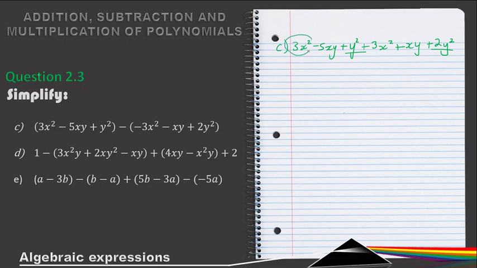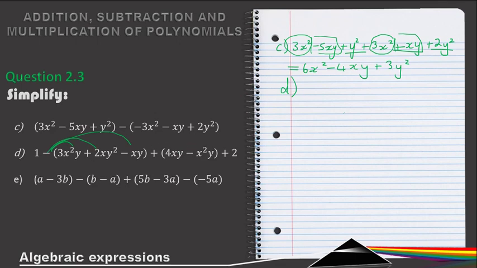Then we have this x squared here and here, and then we have xy here and here. Okay, so this is then 3 plus 3 is 6x squared. Then minus 5 plus 1 is minus 4xy, and then y squared plus 2y squared is equal to plus 3y squared. D.